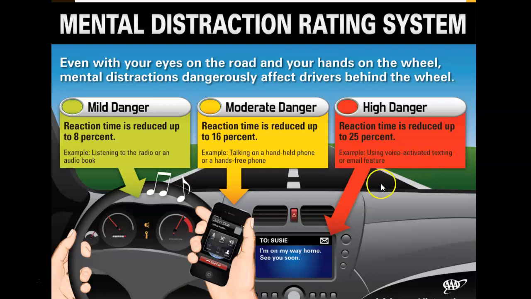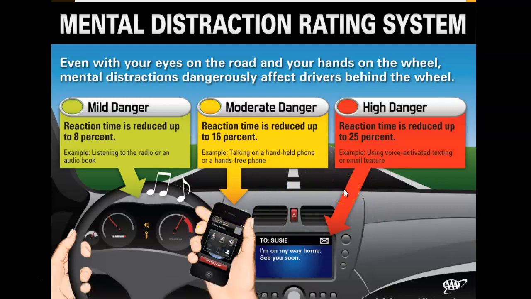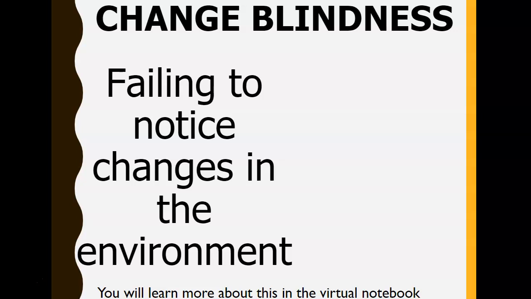So you've got your speed distraction, music, cell phone. You've got all of these distractions here, things competing for your attention. And this inattentional blindness here, this is what causes you to get into accidents. Okay, let's go on to change blindness.